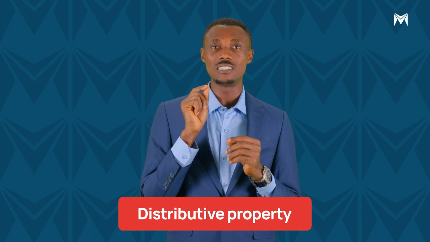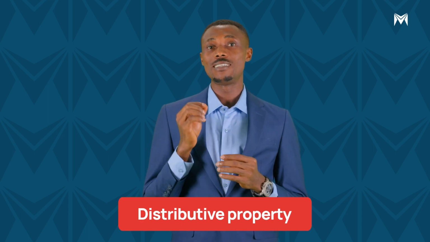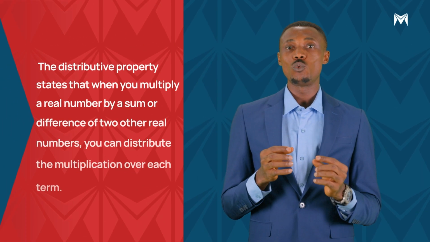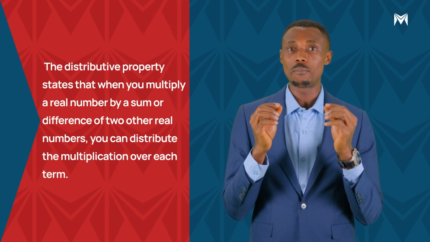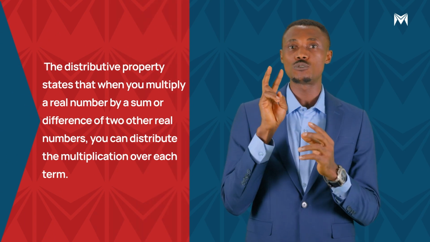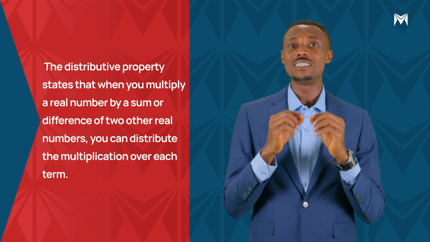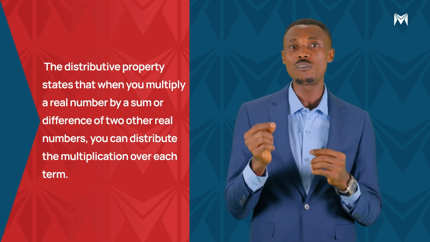The third and final property we will discuss is the distributive property. The distributive property states that when you multiply a real number by a sum or difference of 2 other real numbers, you can distribute the multiplication over each term. In other words, you can break up a multiplication over an addition or subtraction.